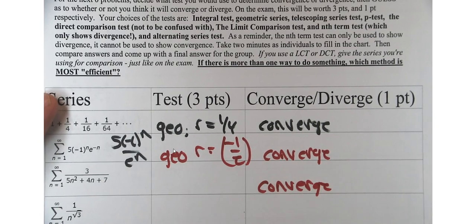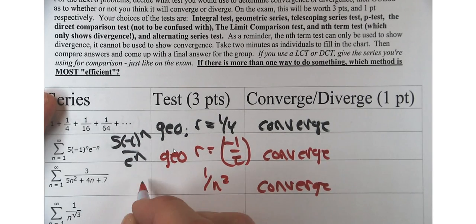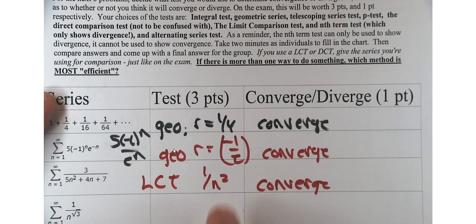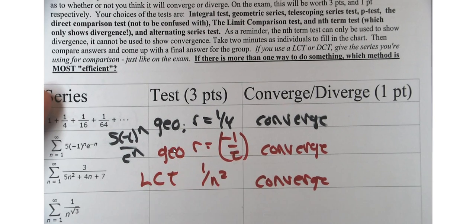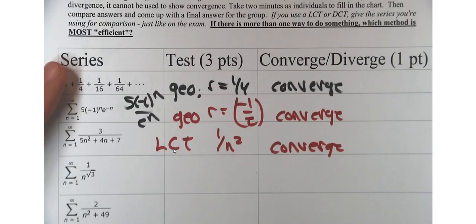You can compare it to the series 1 over n squared with the limit comparison test, or you can put a 5 in here and a 3 and a 5, etc. But you're going to get a finite limit. Now, if you're going to use the direct comparison test, you've got to be a little bit more careful. I'd probably err on the side of a limit comparison test.